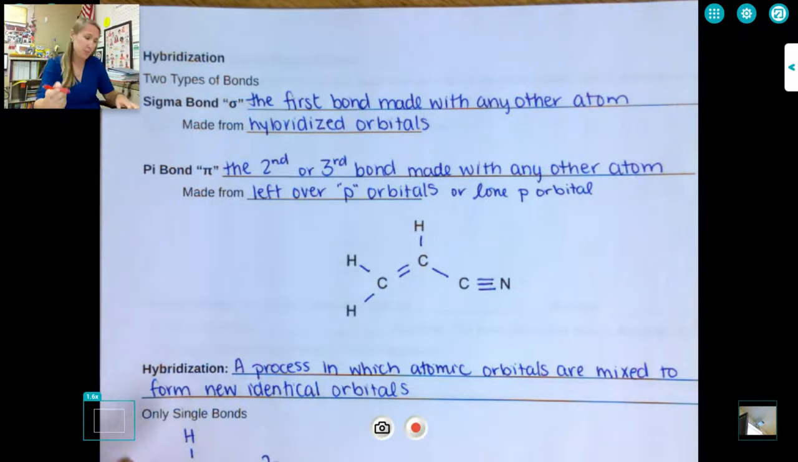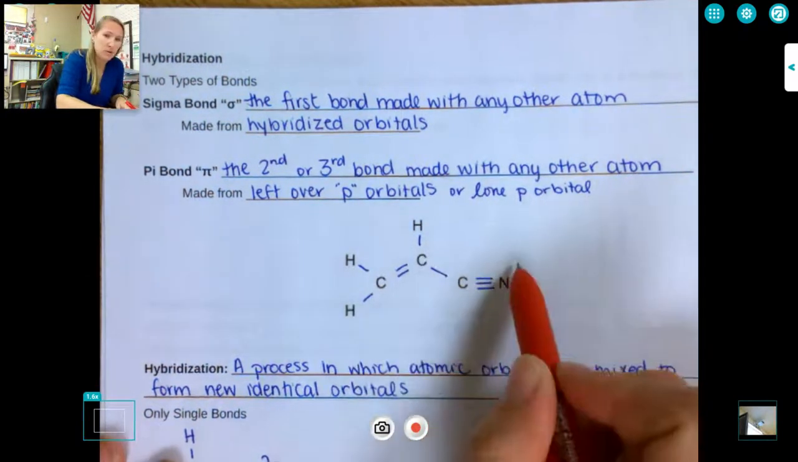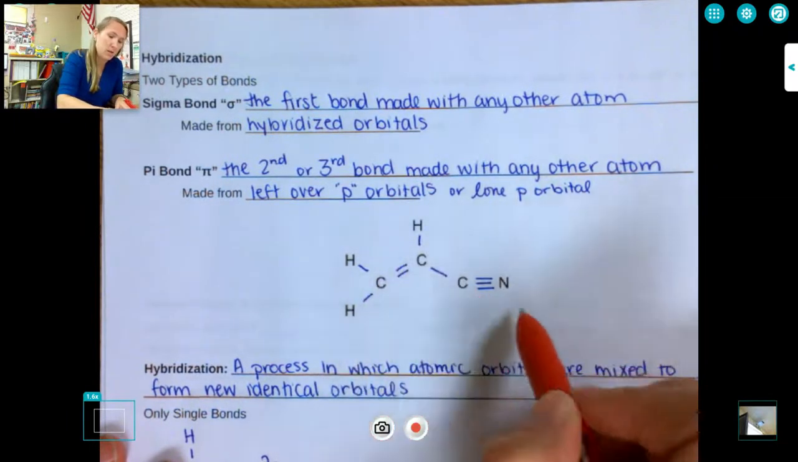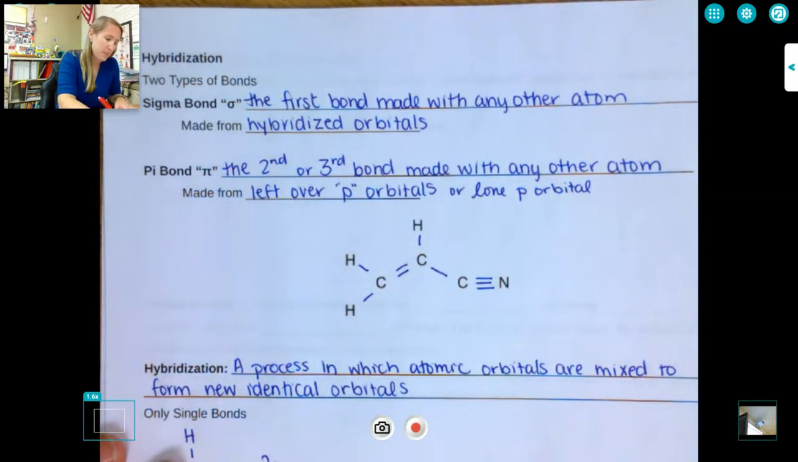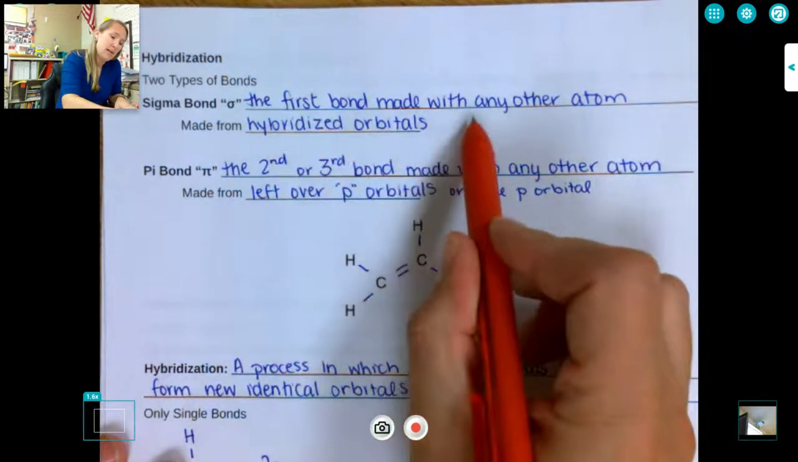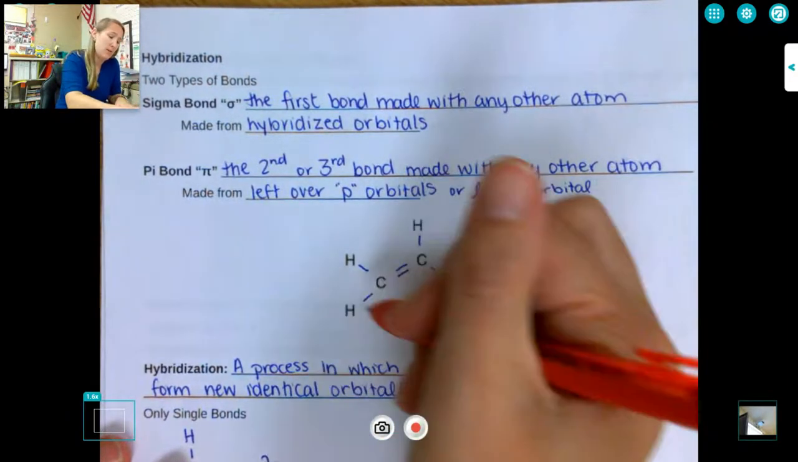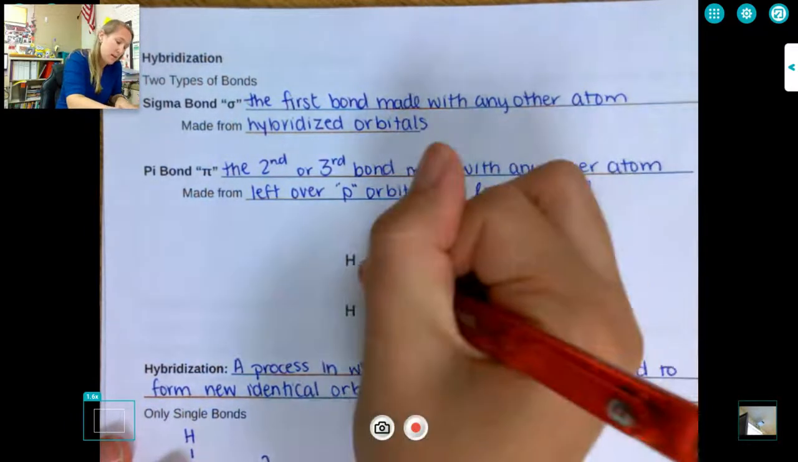molecular structure. So here I have this molecule. Yours just has C's and H's and N's. So go ahead and draw in your single, double, and triple bonds. Now the first bond made with any other atom is a sigma. So anytime we have an original bond, first bond, those are sigma.